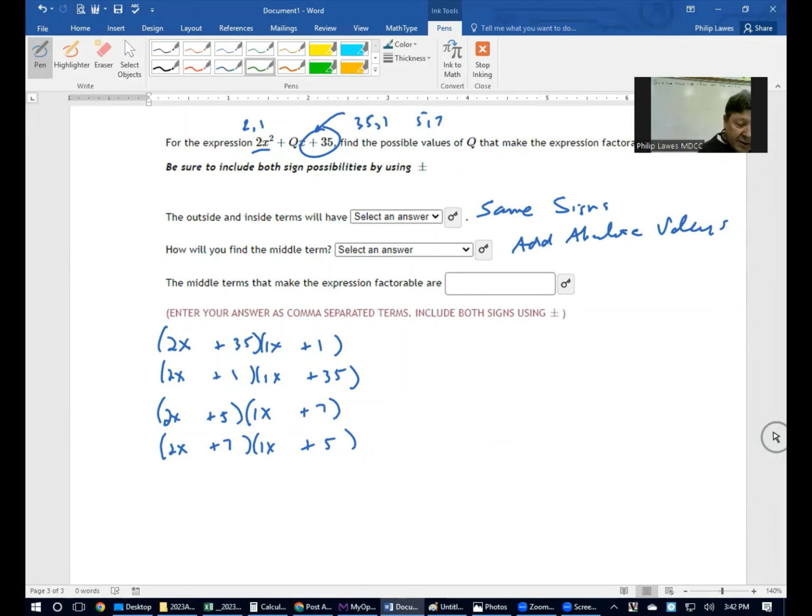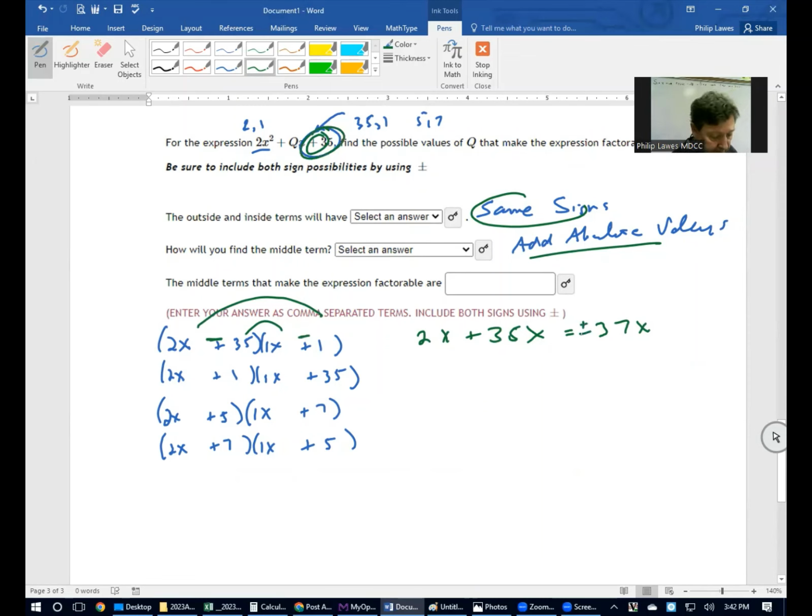Okay, so using the FOIL method, since these have the same signs, because that's positive, I'm going to add the absolute values. I have 2x and 35x, which is going to be 37x. If I made both of them negative, it would still give me a positive 35, but I'd have a negative 37x. So we're going to say plus or minus. The outsides are 70x. The insides are 1x, and that is 71x. Of course, if I change the signs, I still have a positive 35, but now I'd have a negative 71.